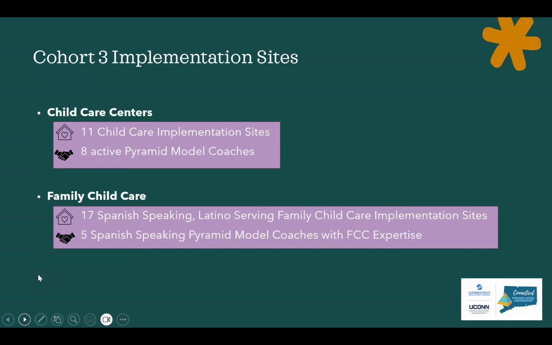And then on the childcare center program side, there are 11 childcare implementation sites actively supported by 8 pyramid model coaches. And those range in the landscape across the state, both geographically as well as type of childcare. So some are very small, 2 or 4 classroom community-based centers. Some are parts of public school systems. Some are Head Start locations, et cetera. So it really ranges the gamut, as does Pyramid Model.